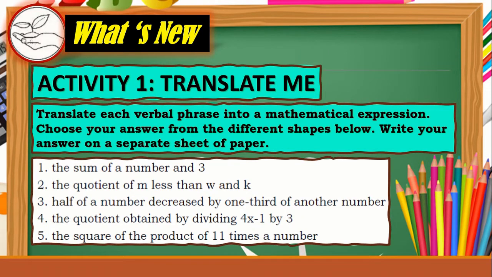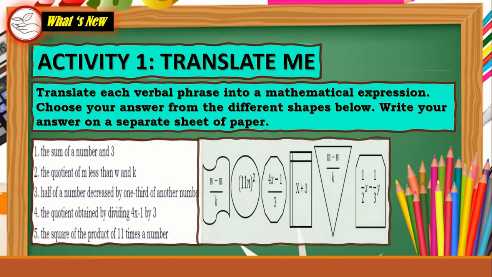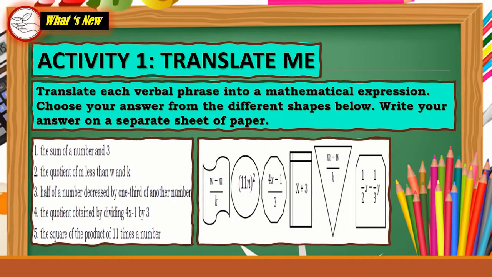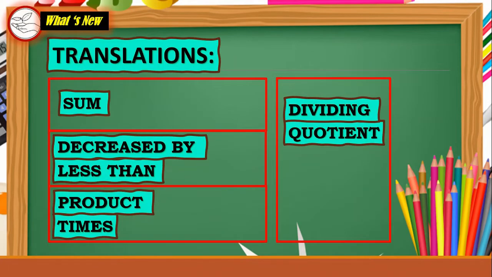Now, what's new? Let's have Activity 1, Translate Me. Translate each verbal phrase into a mathematical expression. Choose your answer from the different shapes below. Write your answer on a separate sheet of paper. Now, before we answer, let us refresh on the following translations.